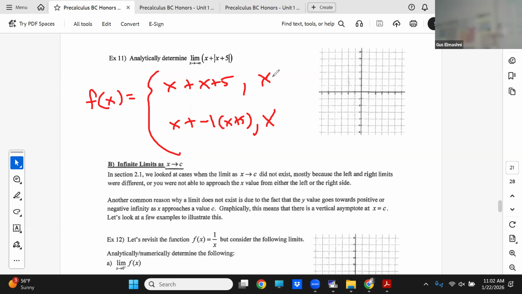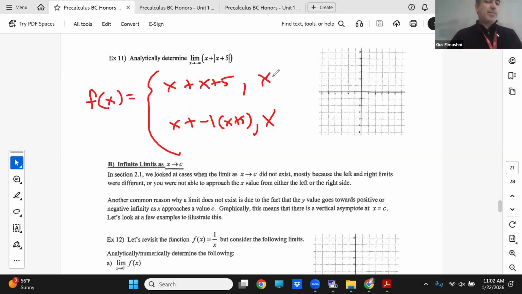What's the vertex of absolute x plus 5? Negative 5 comma 0, okay. So if you think about negative 5 comma 0, the right side of it is positive, the left side it's negative. So when would I use that first expression? What would be true about x if I say x plus the positive counterpart of absolute x plus 5?